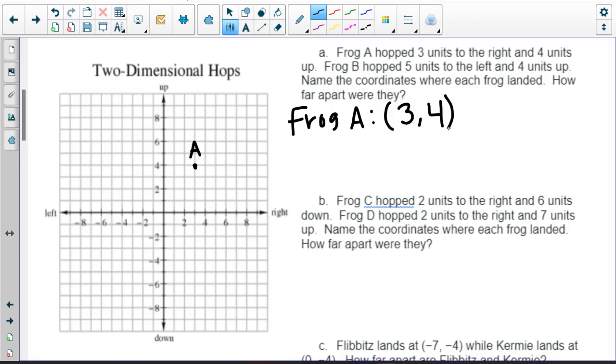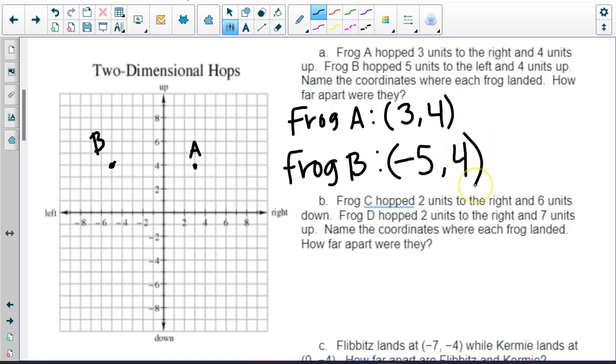Now frog B, we always start at 0, and he hopped 5 units to the left and then 4 units up. So his point is right here. So for frog B, I'd write his point as -5, 4, because I went to -5 on the x-axis, right here, and then I went up 4. So it says how far apart are they? So I can just count. 1, 2, 3, 4, 5, 6, 7, 8. They are 8 units apart.